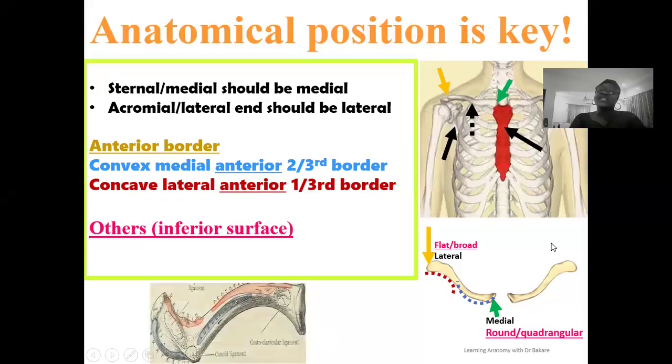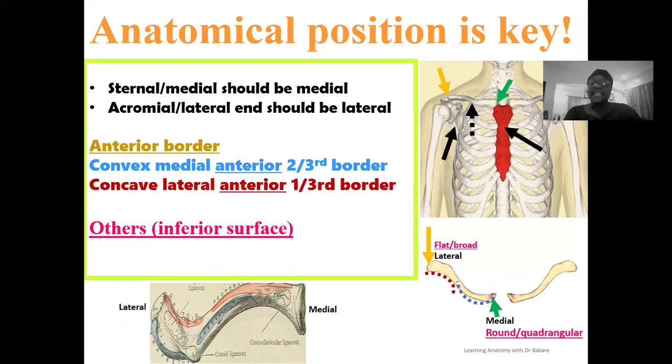So let's try and use this image to illustrate the different features that will be seen in the inferior surface of the clavicle. So this is the medial side. Remember we said that the medial side is where we have the sternal end. So this sternal end is directed medially because it is through this end that it connects with the sternum, specifically the manubrium of the sternum. On this lateral end here is where it connects with the acromion of the scapula.